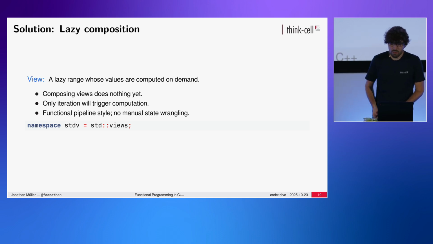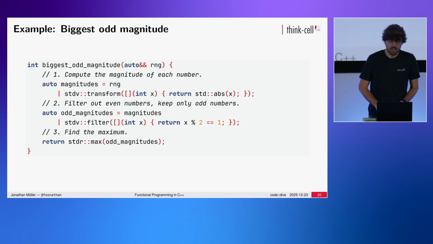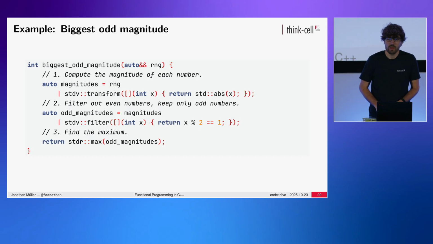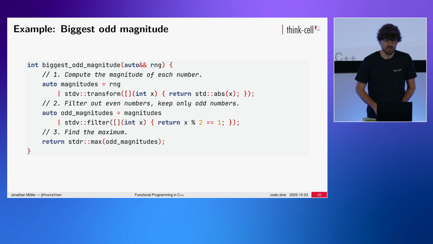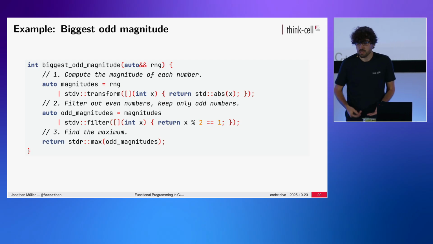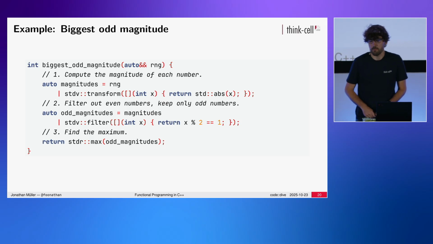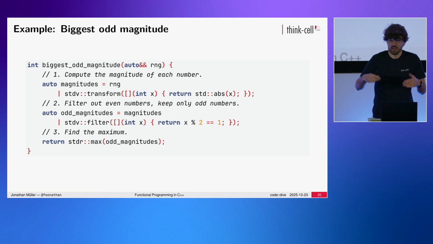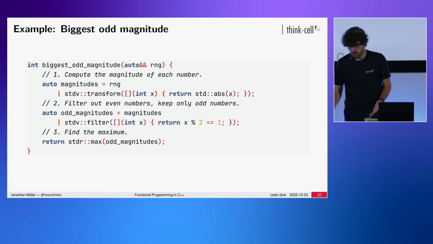So using views, our example looks like this. First we compute the magnitude of each number. And for that, we use the transform view. So given our range, we pipe that into the transform view and give it the transformation that we want to do, in this case, the absolute value function. Then we want to filter out the even numbers. So we pipe magnitudes into the filter view. So filter is like copy_if. And we keep only the odd ones. And those first two steps, they haven't done anything. They just created some views.